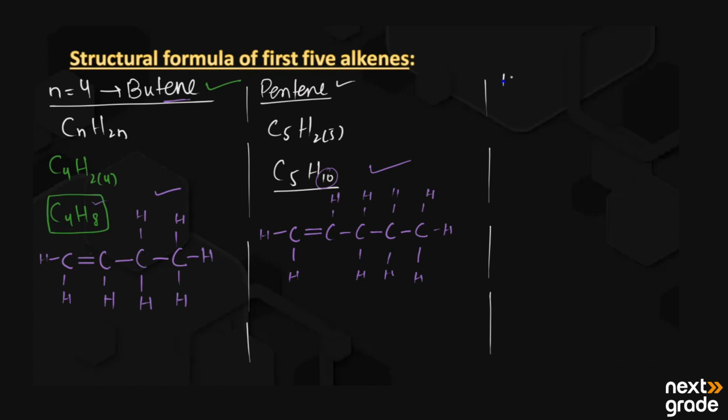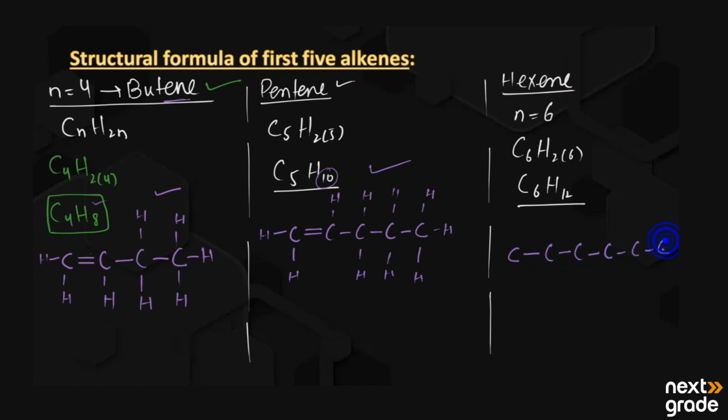Basically hexene, we have 6 carbon atoms where N is equal to 6. So by putting 6 in C6H2 into 6, we just get C6H12, 2 3s are 6, 2 6s are 12. So we will arrange the formula like we have 6 carbons, 1, 2, 3, 4, 5, and 6. And next we have a double bond between two carbon atoms, and now we will arrange 12 hydrogen atoms around this.